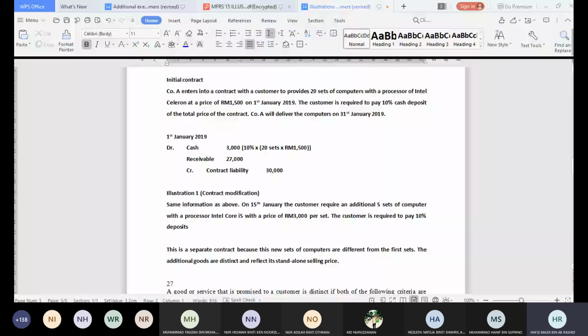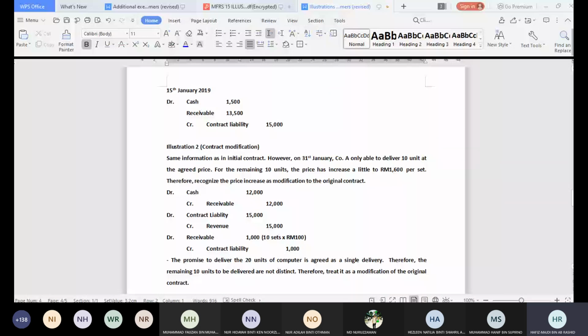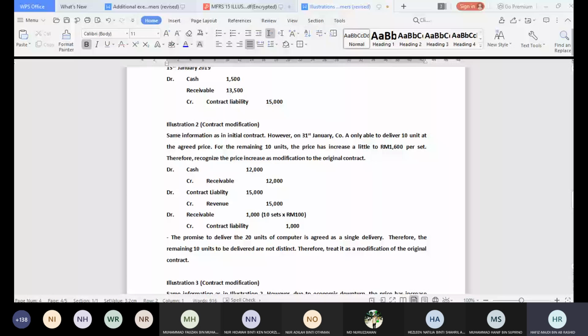Then you come to the second one. Okay, same information as the initial contract. However, the company is only able to deliver 10 units. The agreement is actually to deliver 20 units, but maybe for some reason they are only able to deliver 10, because for the remaining 10 units, they cannot get that model at the initial price which they have agreed, which is 1,500. Okay, so the price now has increased to 1,600.